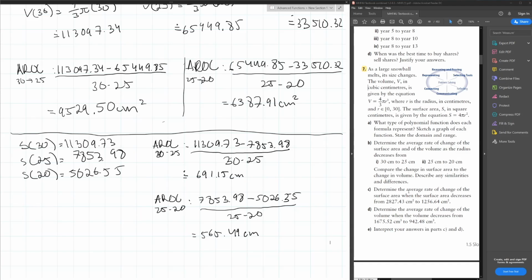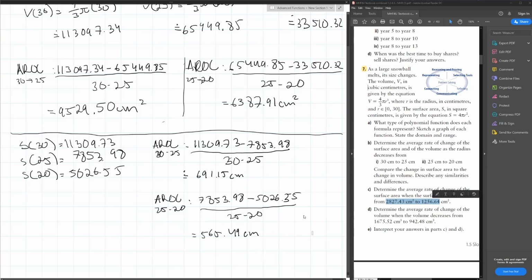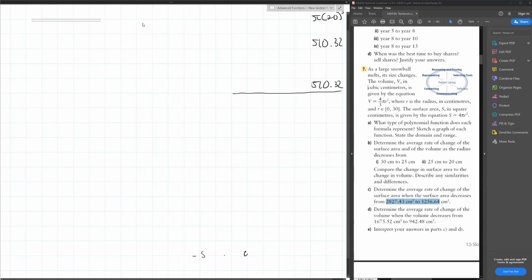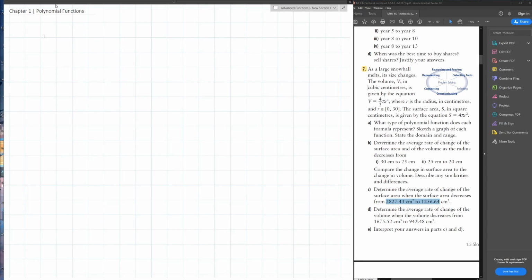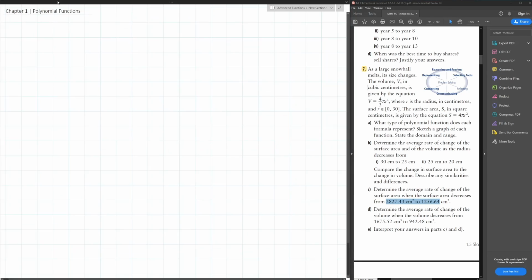Now for C, determine the average rate of change of the surface area when the surface area decreases from this to that. Okay, well, they want us to find what values we have, at what radius we have these surface area values. So let's first of all do that. It's so satisfying to delete all of the work you did, but also kind of sad because you know you'll never get it back without rewriting it. But let's, oh, it's moving. Get back in there. There you go.